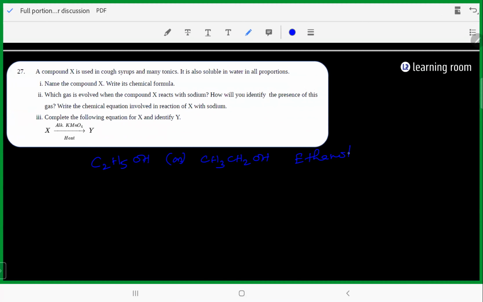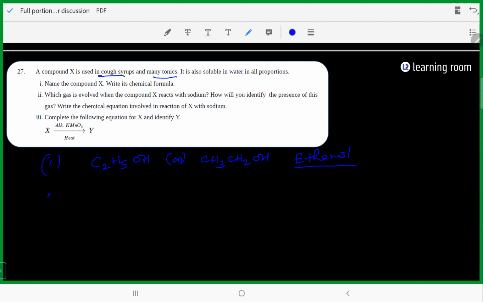It is used in cough syrup and many tonics. It's also drinking alcohol. When the concentration varies, the effect also varies. The concentration in drinks will vary from cough syrup because it is soluble in water in all proportions. Therefore, number one, the name of the compound is ethanol, and the chemical formula is this.